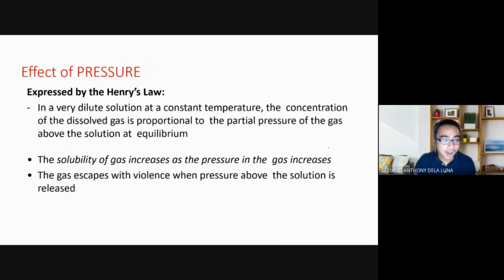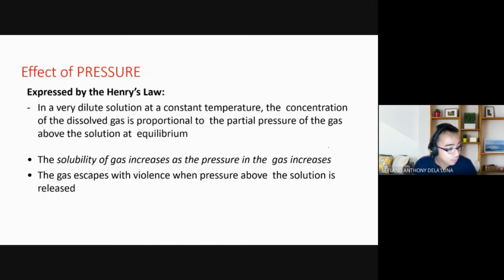Now, how does pressure affect solubility of gas? Sabi natin, the higher the pressure, the greater will be its solubility in liquid. All right? The greater the pressure, the higher is the solubility of gas in a liquid. So in a very dilute solution at a constant temperature, the concentration of the dissolved gas is usually proportional to the partial pressure of the gas above the solution at equilibrium. So the solubility of gas increases as you increase the pressure. Okay? And the gas would usually escape with violence when pressure above the solution is released.